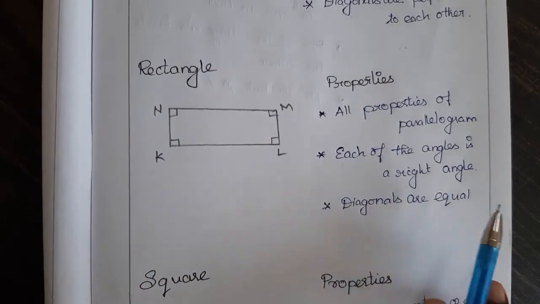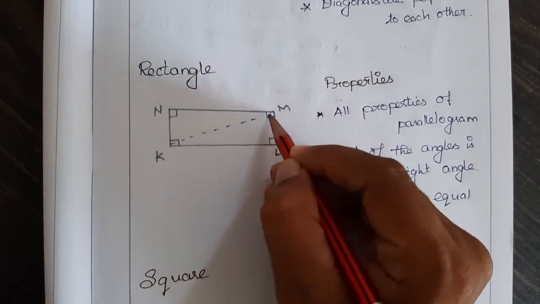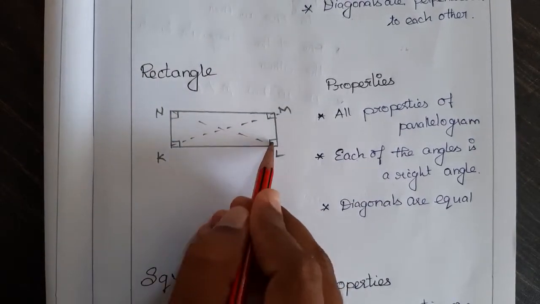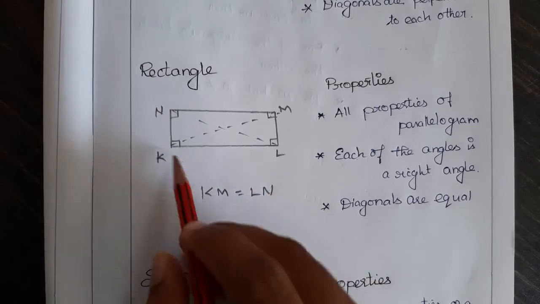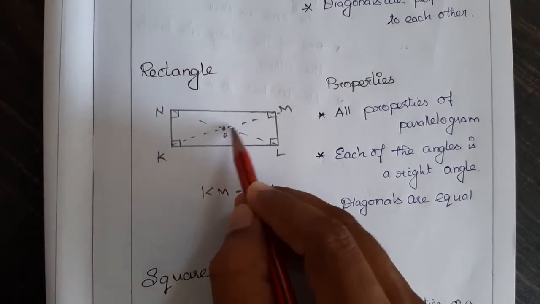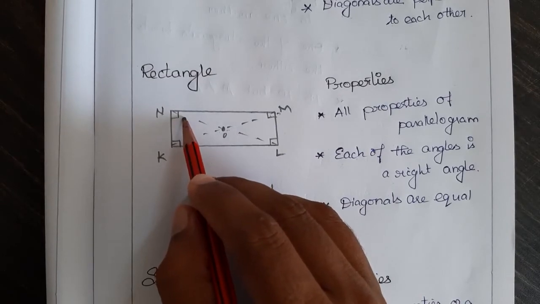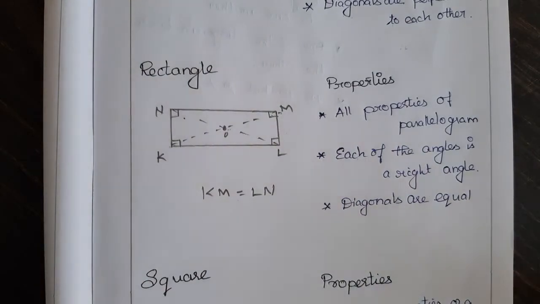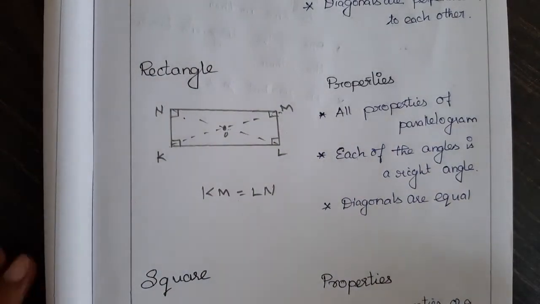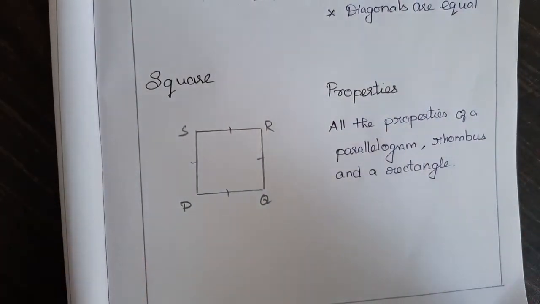And diagonals are equal. If you draw the diagonals KM and LN, KM is equal to LN. They will bisect. If you take O, KO is equal to OM and LO is equal to ON, which is the property of a parallelogram, and also KM is equal to LN. Clear? We'll go for the next shape.